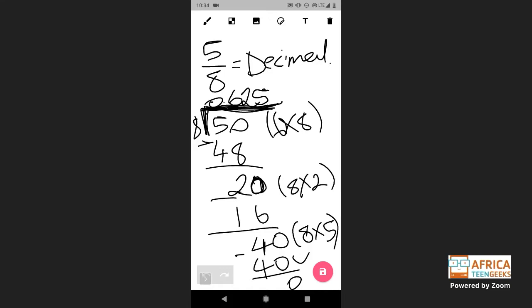So now let's convert decimals to a fraction. So now we need to clear this.